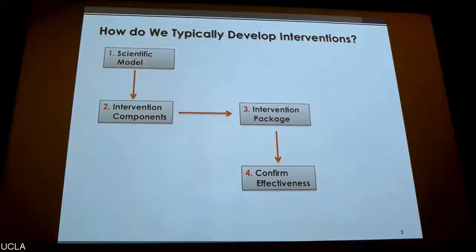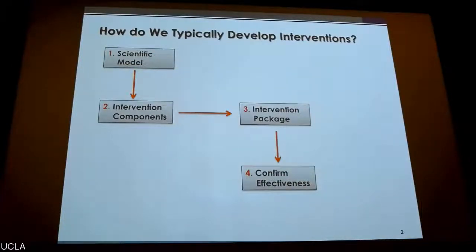Then, using the intervention components that you identified, you move to the third step where you put the intervention components together in an intervention package. Some people call it the kitchen sink, some people call it the black box. Point is, you put everything together nicely, and then you move to the fourth step where you confirm the effectiveness of the intervention by usually conducting an RCT where you take the intervention and compare it to control to evaluate its effectiveness. Does it make sense?